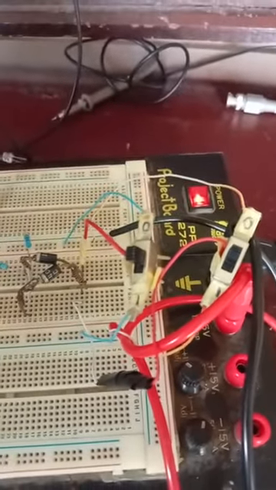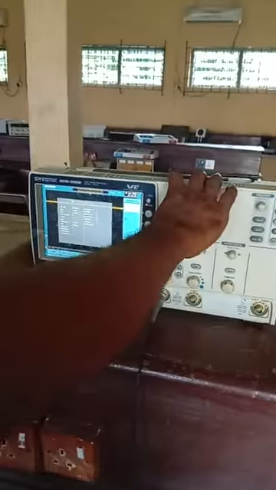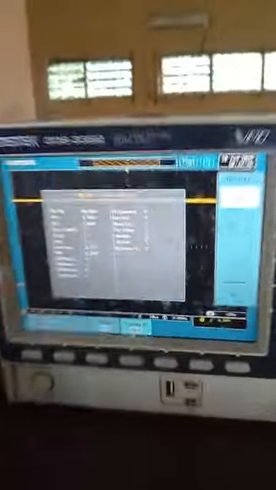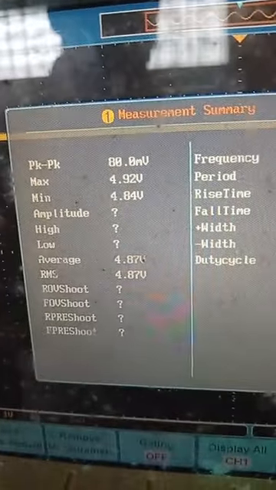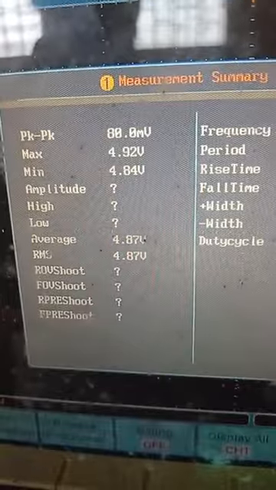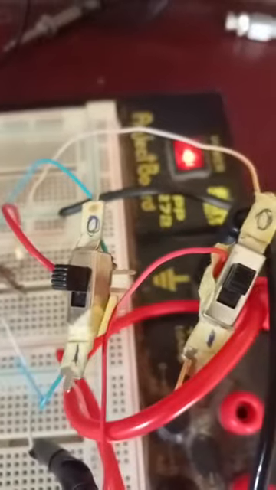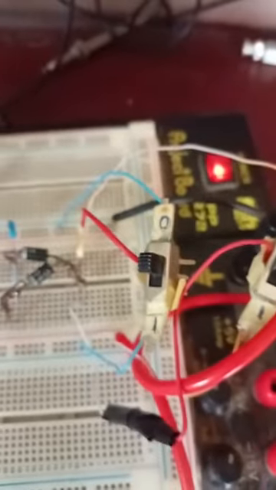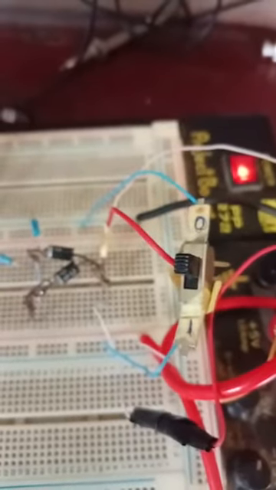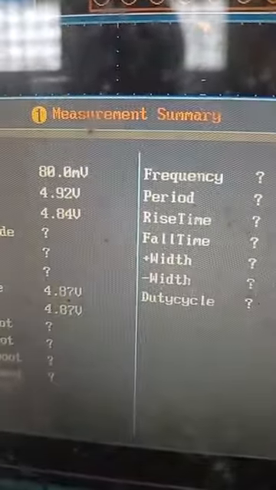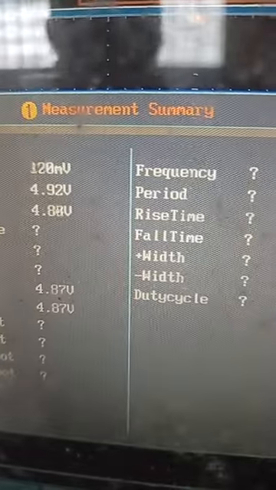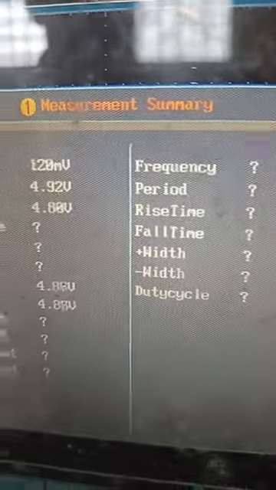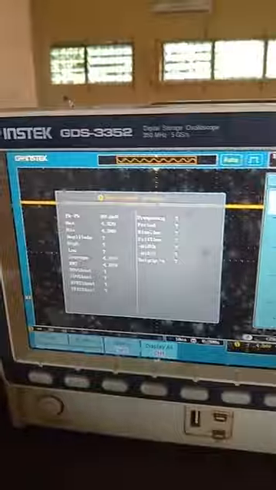So let's measure. You can see that what we have for maximum is 4.92 because we have switch 1 at 0 and switch 2 at 0. Look at the maximum value from the oscilloscope, 4.92. Let's record that one. 4.92 is closer to the input value, which is 5 volts, very close to 5 volts. Have you seen it now?